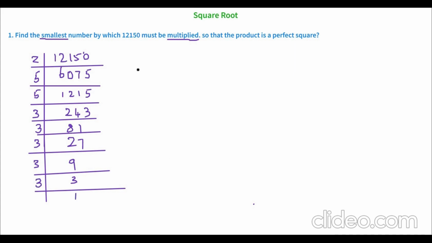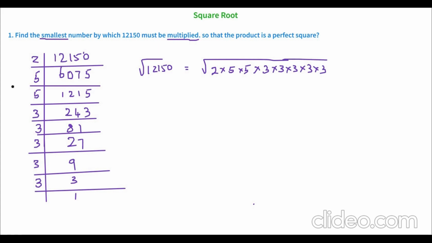So when we write the square root of 12150, it is equal to the square root of, how many 2's do we have? We have only one 2, so I will write one 2. We have two 5's, so I'll write two 5's here. Then how many 3's are there? 2, 4, 5. There are 5 3's. So let me write 1, 2, 3, 4 and 5. I have written all the numbers which we have got on this side inside the square root.